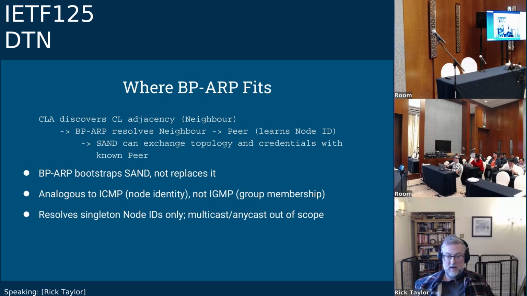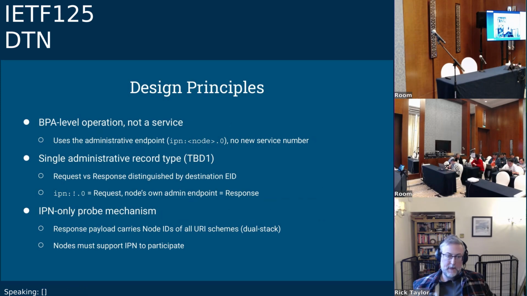It only works with singletons. There's no multicast business here. You give me your singleton node IDs. It starts to break down if you go multicast. This is not IGMP. This is the equivalent of ICMP. This is a BPA service. You are asking a BPA what its node ID is. So in my mind, that's an admin record, and you target the administrative endpoint. So you're not asking for the echo service for what it thinks its EID is. You're asking the actual BPA because you want the node ID. It only requires a single admin type because you can tell whether it's a request or response, because I introduced the local node as a destination, and this is a change.